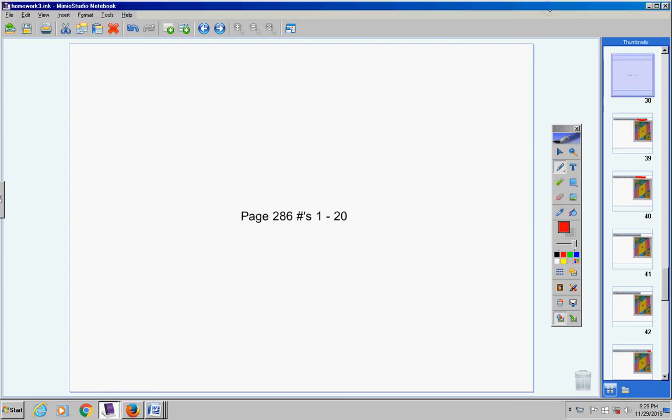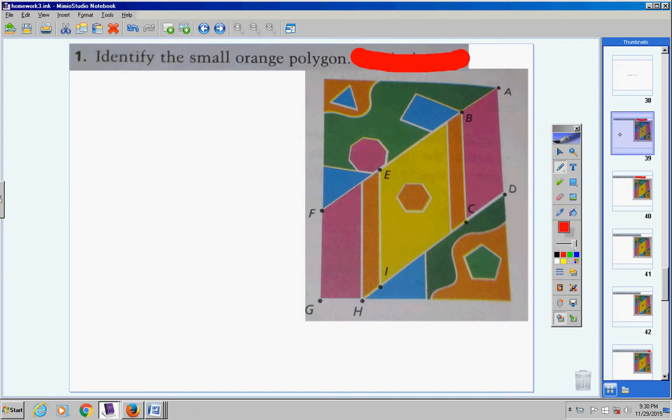Geometry student, welcome to the mid-chapter review for Chapter 6, page 286, numbers 1 through 20. Let's go ahead and jump right into this. Now, we're going to use this figure right here for numbers 1 through 10.